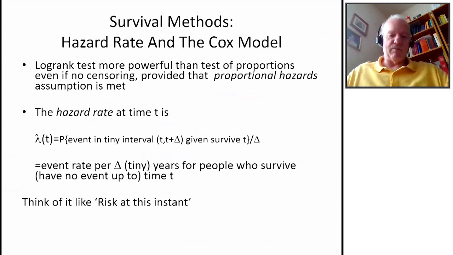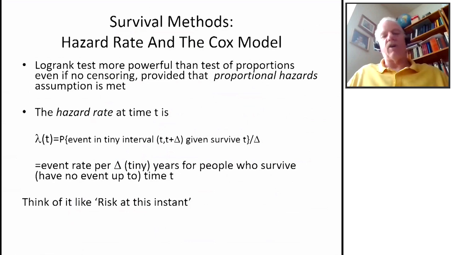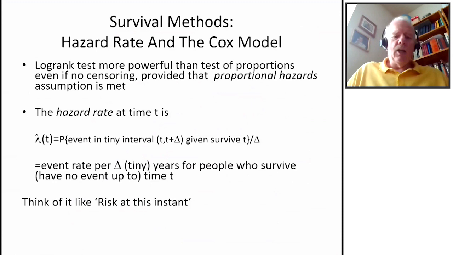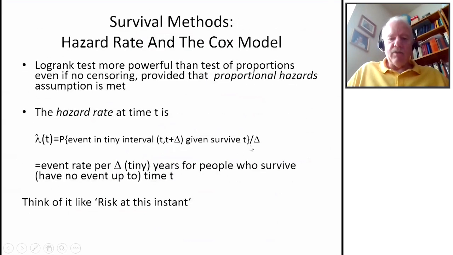Now, what does that mean? What's the proportional hazards assumption? What is the hazard rate? The way we define the hazard rate is it's sort of an instantaneous probability of having the event in the next tiny amount of time, given that you've already survived up to now. So it's the probability of having an event in the next tiny interval of time, from now to now plus a little bit, given you've survived up to now, and then we divide by the amount of time to turn it into a rate.